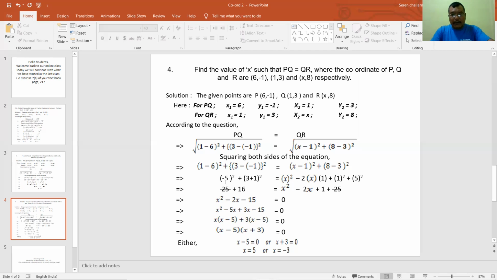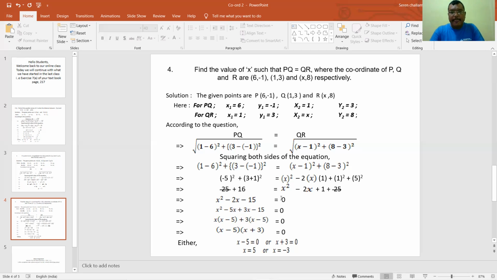Next line we have minus 5 squared is plus, 5 squared is 25, so we write here 25 plus, here 3 plus 1 is 4, and 4 squared is 16, so we write here 16 is equal to x squared minus 2 into x into 1, we have 2x, plus 1 squared is 1, plus 5 squared is 25. Again here, on both sides of the equality, we see there is 25, there is 25. Both are of the same sign, because if one crosses to the other side, it becomes minus. So this 25 and 25 get cancelled.